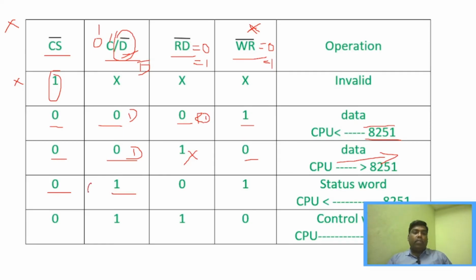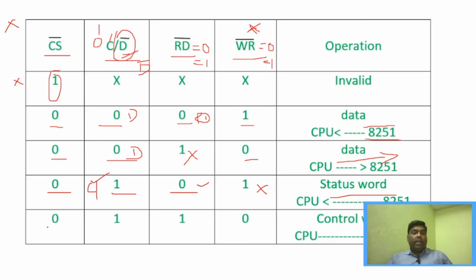And similarly, once again, CS 0 represents the chip select 8251, and C/D is equal to 1, which represents the control word register operation, and read signal is active and write signal is inactive. So in this case, the read operation is enabled, which means the CPU will read the control register of 8251, right? So here 1 represents the control word register and 0 represents the read operation. So the CPU will read the control word register, right?